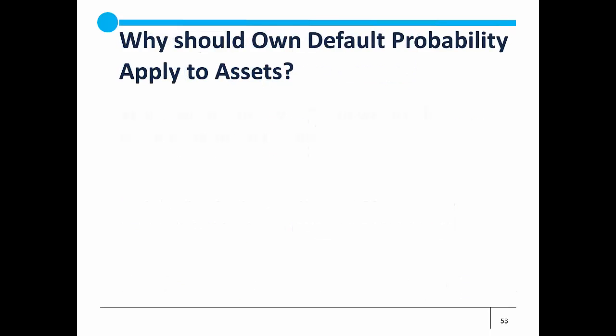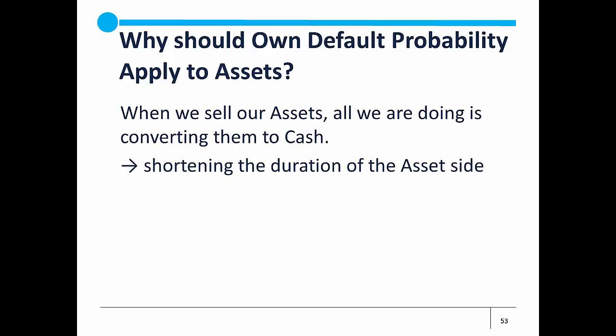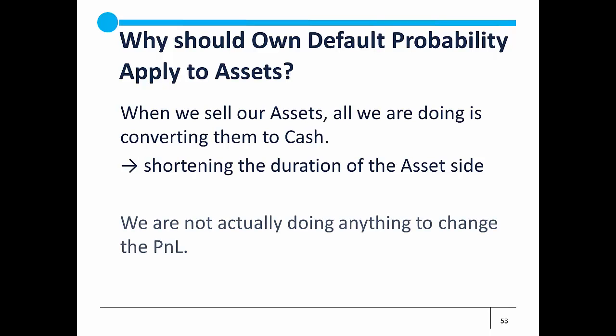And that's the key here, right? Because if we sold our assets, now we can sell our assets when we're just one day away from defaulting, but the reality is that doesn't change anything, right? All that does is it converts them from physical assets into cash. In other words, all we've done is we've shortened the duration on the asset side by selling the cash. We haven't actually changed the P&L at all.